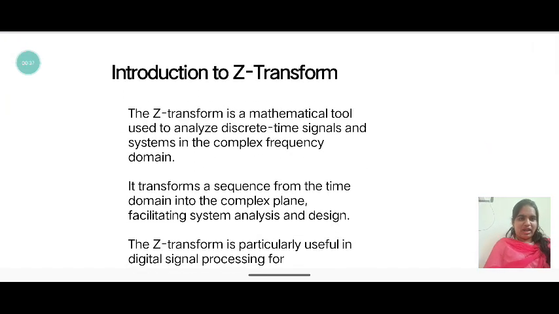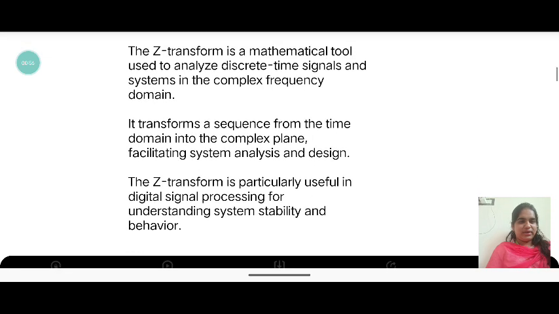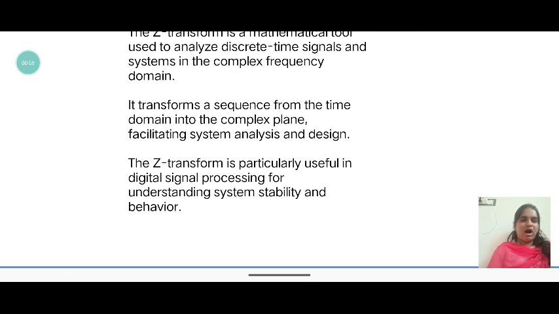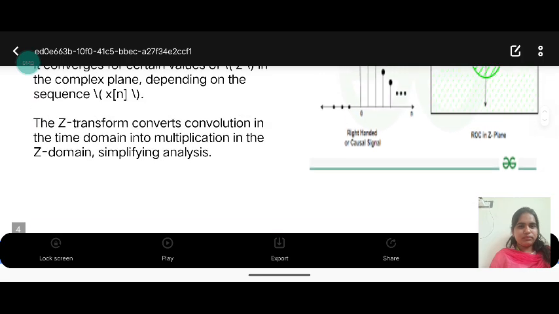Earlier we became familiar with other types of transforms. The Z-transform is a mathematical tool used to analyze discrete-time signals and systems in the complex frequency domain. It transforms a sequence from the time domain into a complex plane, facilitating system analysis and design. The Z-transform is useful in digital signal systems. All transforms are used in different types of systems. Here the Z-transform is particularly useful in digital signal processing for understanding system stability and behavior.